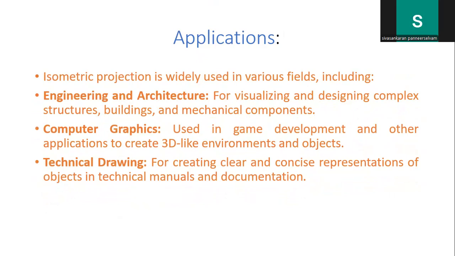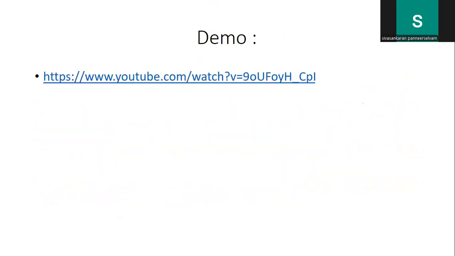So what are the usages of isometric projection? Isometric projection is widely used in various fields including engineering and architecture. Then next one, computer graphics, gaming environments, then technical drawing. So these are the areas where we can utilize the isometric projection. Now let us see a simple demo about the isometric projection.